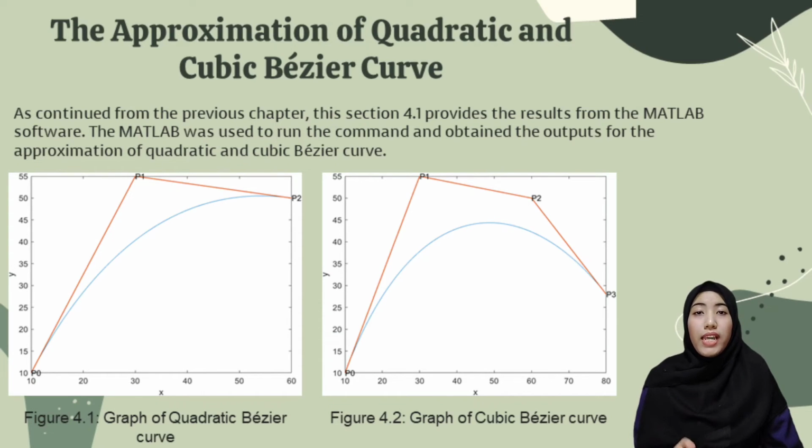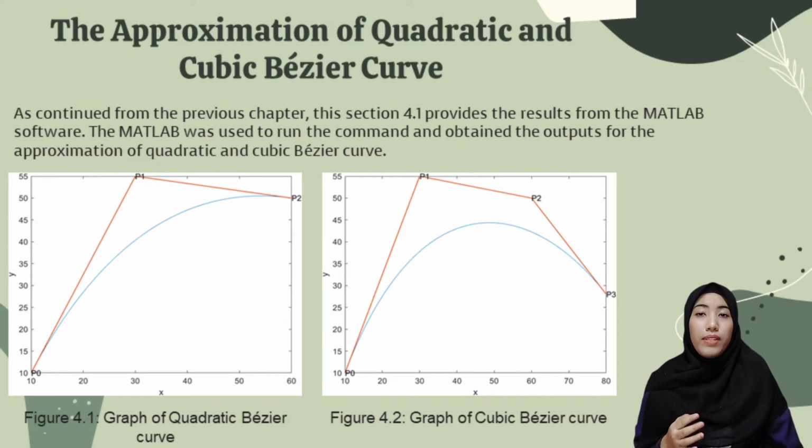From the figure, it can be seen that as t increases from 0 to 1, the curve turns away from P0 in the direction of P1, then bends to arrive at P2 from the direction of P1. In Figure 4.2, the cubic Bezier curve is defined with four control points, P0, P1, P2 and P3. These four control points form the control polygon.